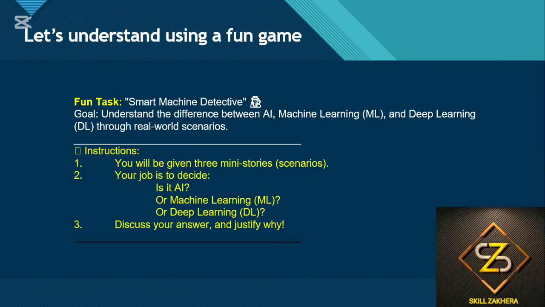Let's understand this using a fun game. So I have a smart machine detective. The goal is to understand the difference between artificial intelligence, machine learning, and deep learning through real world scenario. So what will happen is I will give you stories, some scenarios. I'll give you two stories, and your job is to tell whether this falls in the category of artificial intelligence, machine learning, or deep learning. And you have to justify also why.